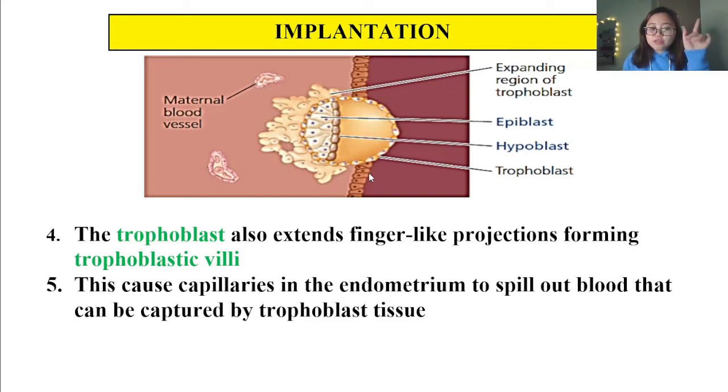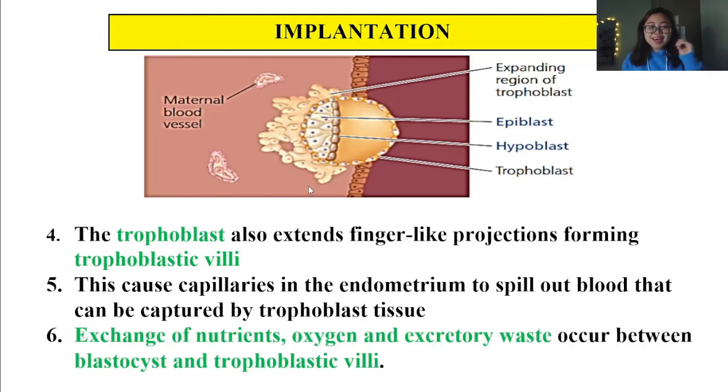These trophoblastic villi will cause capillaries in the endometrium to spill out blood that can be captured by the trophoblast tissue. So, bila ada begini, saluran darah yang di sini, dia akan keluarkan darah dia supaya zat-zat dalam darah boleh diserap oleh trophoblast tissue. This exchange of nutrients, oxygen, and excretory waste will occur between the blastocyst and the trophoblastic villi.